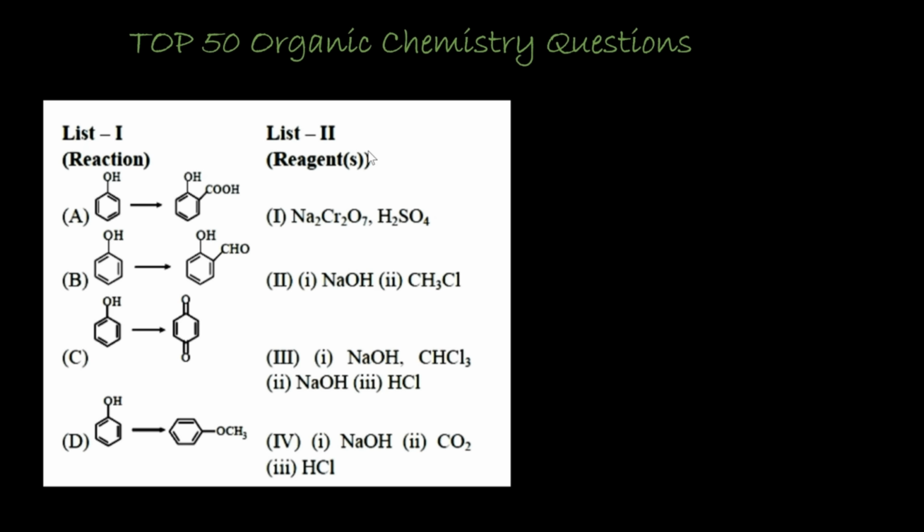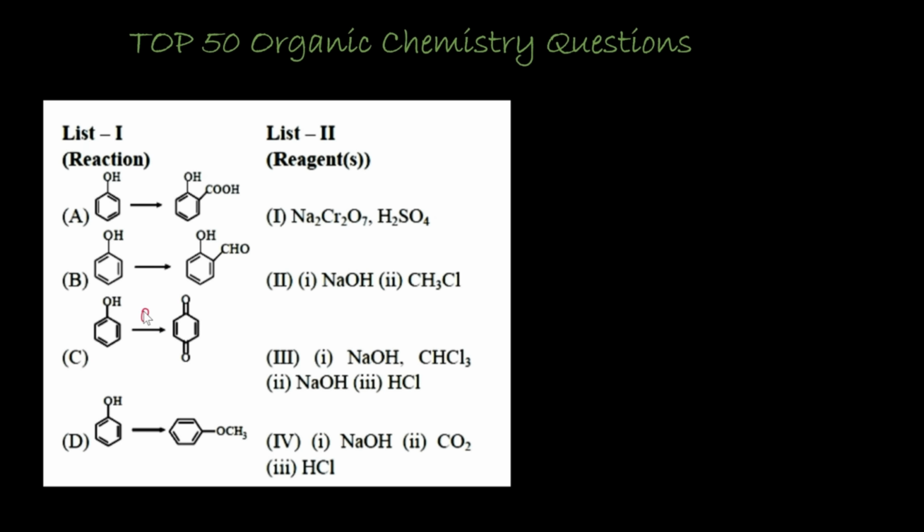We have to match column A with column B, like list 1 with list 2. First reaction, phenol is producing salicylic acid. Second one, phenol is giving salicylaldehyde. Phenol is undergoing to give oxidized product, and D, phenol is giving OCH3 product. Okay, let's see one by one.